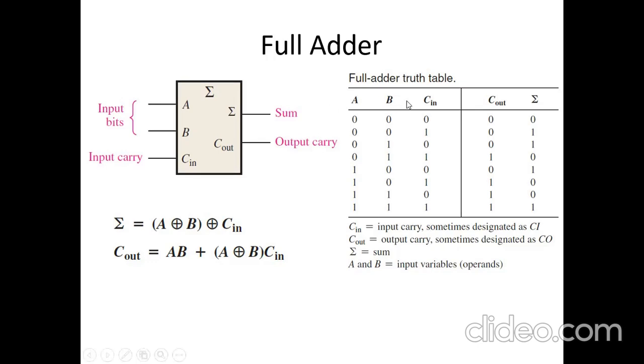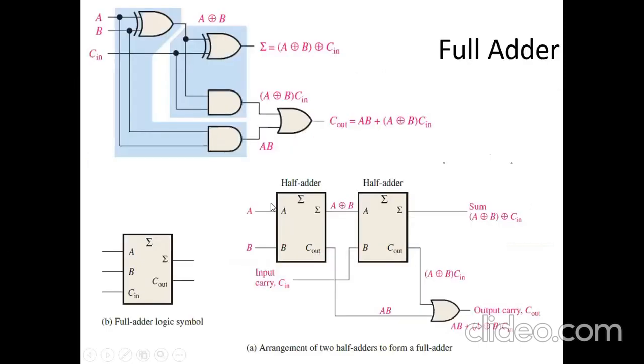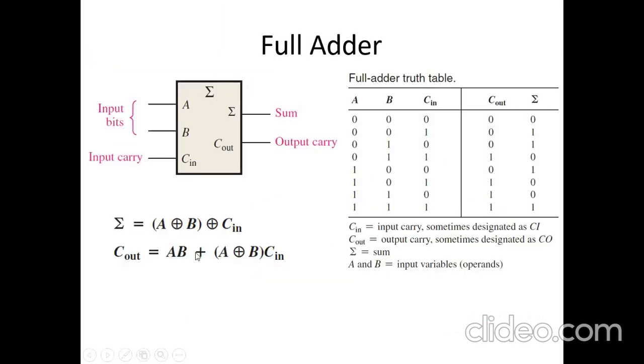Here is the full adder truth table. You see here the C out, which describes A and B, or A exclusive OR B and C in. Whereas the sum is defined by an exclusive OR function.